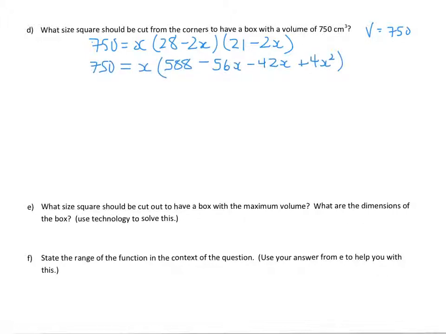To begin with here, I'm just multiplying my two binomials together. So this multiplied by this resulted in this. Then what I'm going to do next is collect these like terms, and then multiply everything by the x. And then I'll bring the 750 over. I'll subtract 750 from both sides so that I can work with an equals 0 on the other side and see if I can work with that from there.